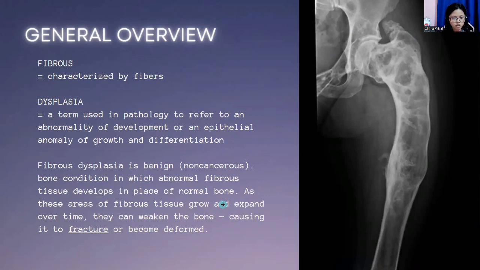So this bone condition in which abnormal fibrous tissue develops in place of normal bone. Meaning to say that kaya nagkakaroon ng ganitong bone condition because napapalitan na abnormal tissue yung place ng normal bone. Like here sa ibis na, 'di ba? We know naman yung itsura ng bone is which is hindi naman ganito. So napapalitan siya ng abnormal tissue kaya merong fibrous dysplasia. As these areas of fibrous tissue grow and expand over time, they can weaken the bone, causing it to fracture or become deformed.